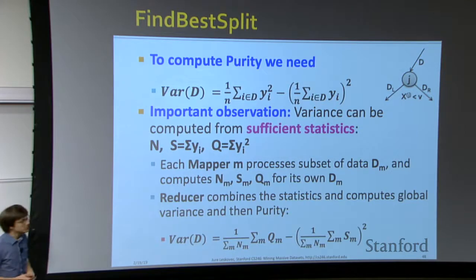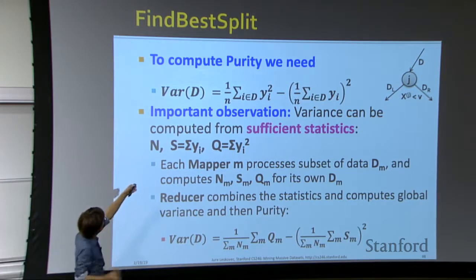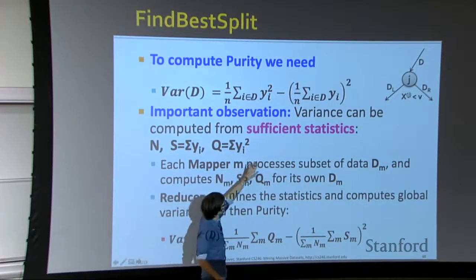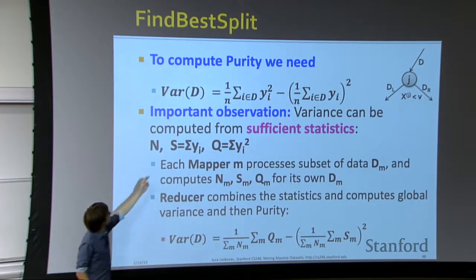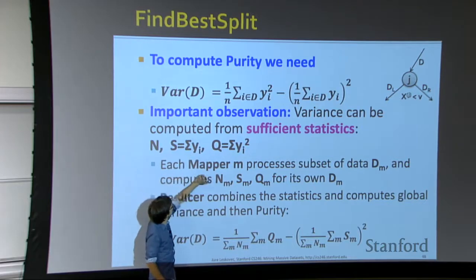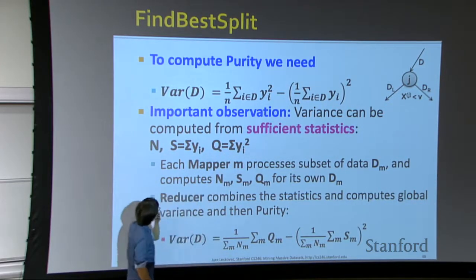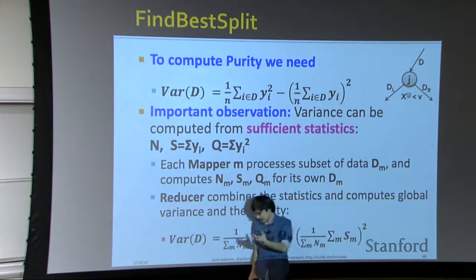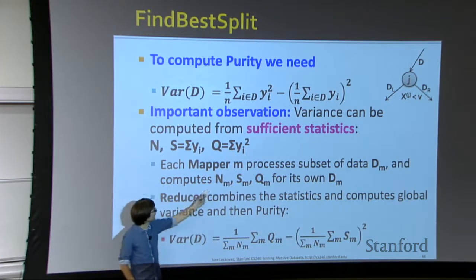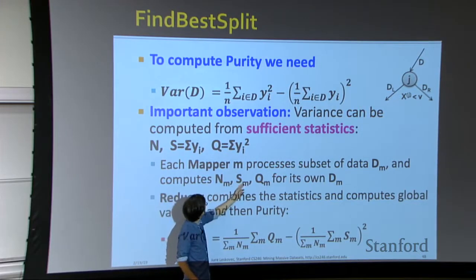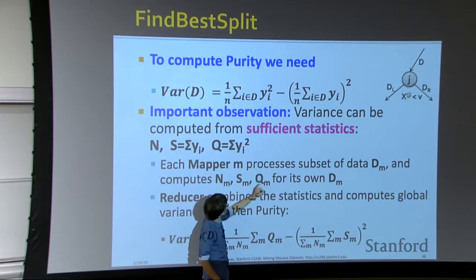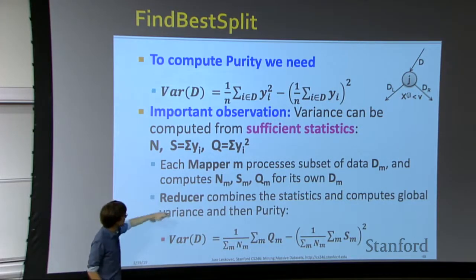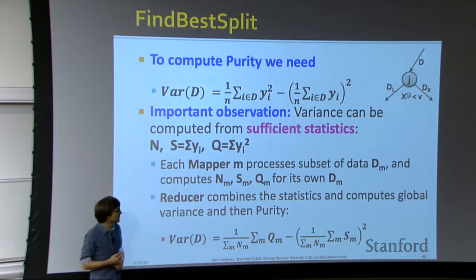Okay? So to compute the purity of a given subset of data D, we need to compute the following equation. The observation is that variance can be computed from this sufficient statistic, which is n, the number of data points, the sum of the y's, and the sum of the squared values of y. Each mapper will process the subset of the training data D sub m that is assigned to it. It will compute the number of data points in m, the sum of the y values in m, and the sum of the squares of the values in m. This is the data that comes into that leaf. And then the reducer will combine the statistics to compute the global variance and purity.